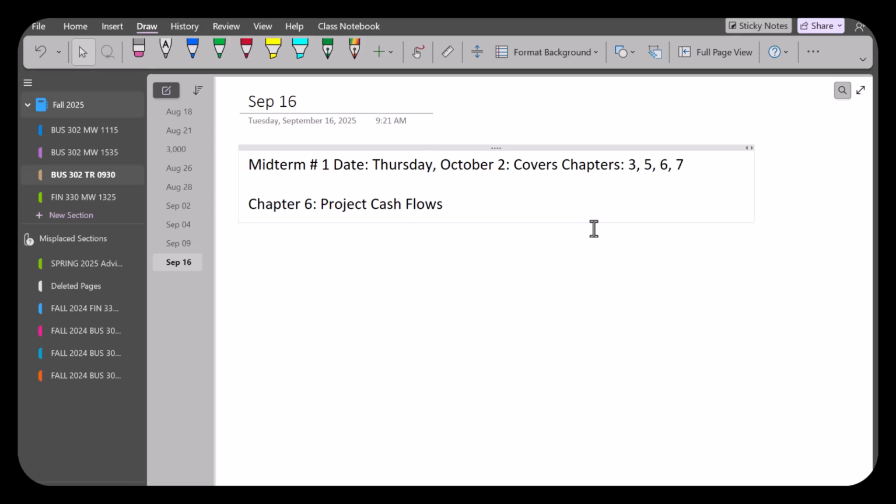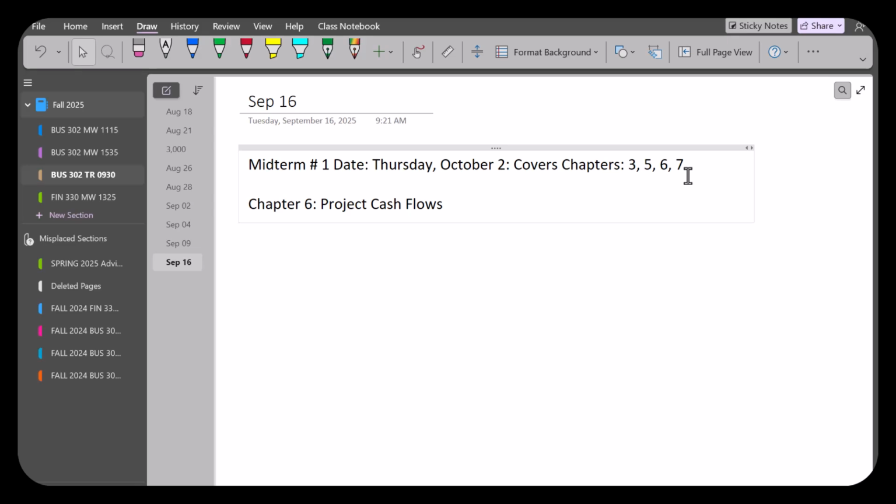First announcement, I decided when we're going to have the exam, Thursday, October 2nd. That is the last class before we get to the fall break. I don't like having exams after the breaks. You'll have the exam, then you can enjoy your break. It's going to cover chapters 3, 5, 6, and 7.